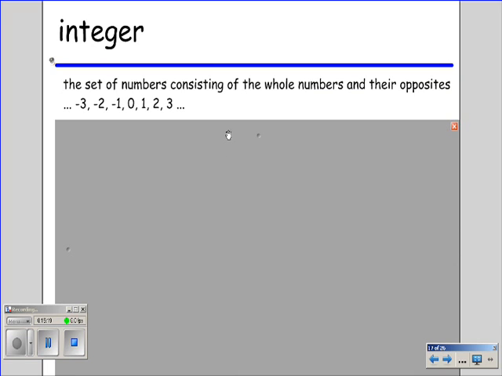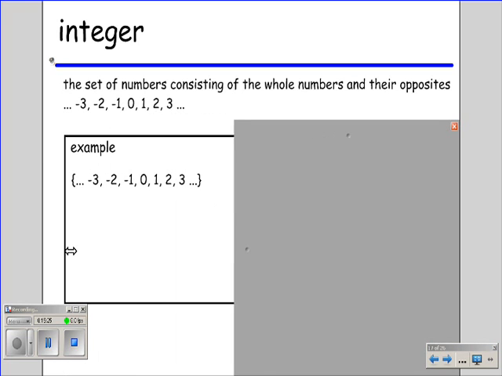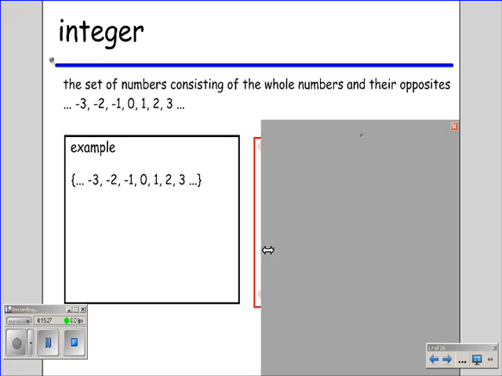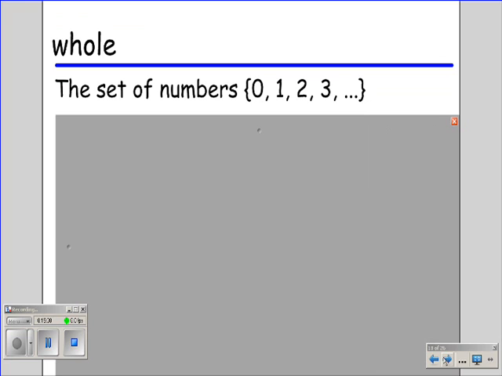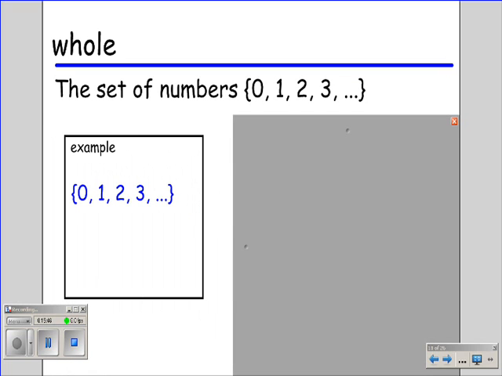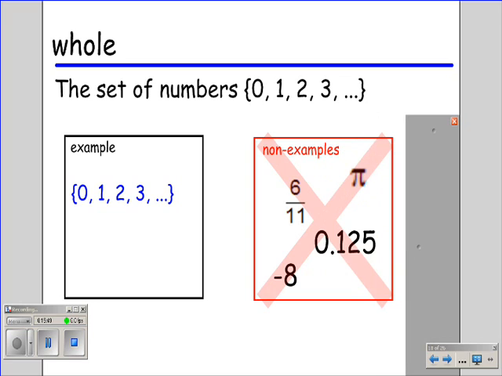Just as a review, integers are the set of numbers consisting of the whole numbers and their opposites. There's an example of the integers, and here are some non-examples of integers, those with decimal points and fractional parts. The whole numbers are the set of numbers starting at 0 and going up, increasing. There's your example, and here are your non-examples: pi, 6/11, 0.125, and -8.